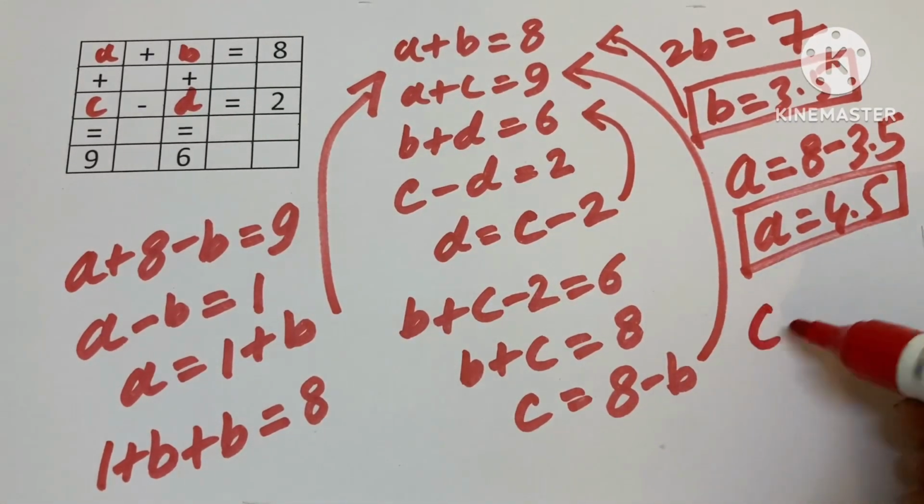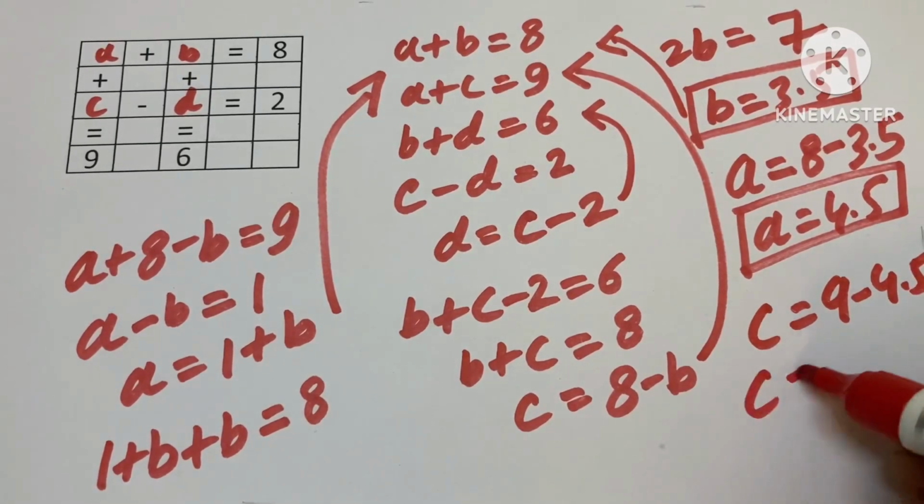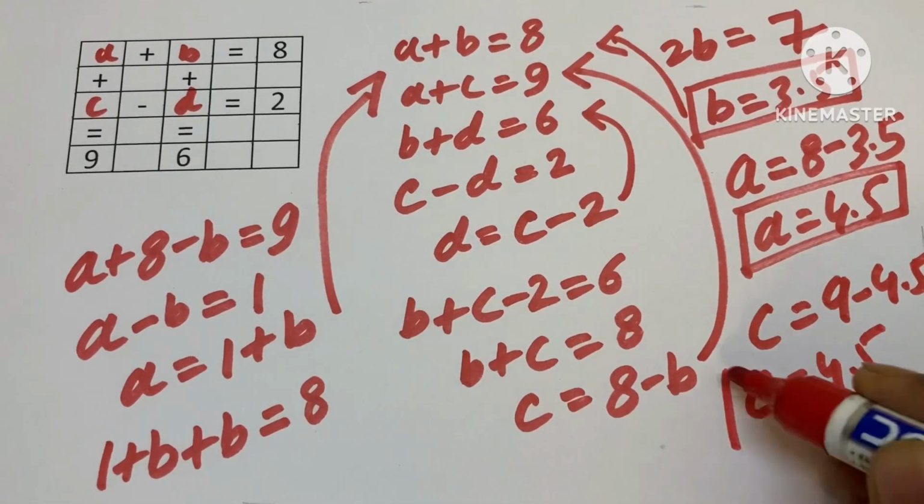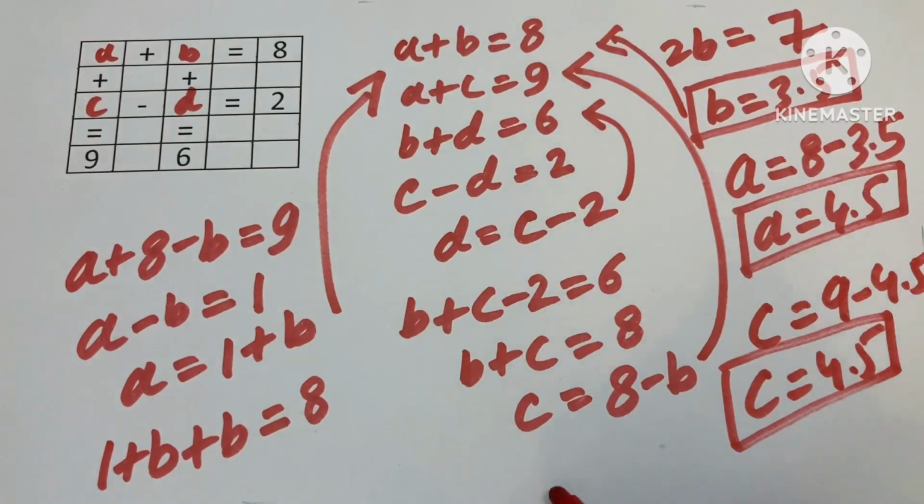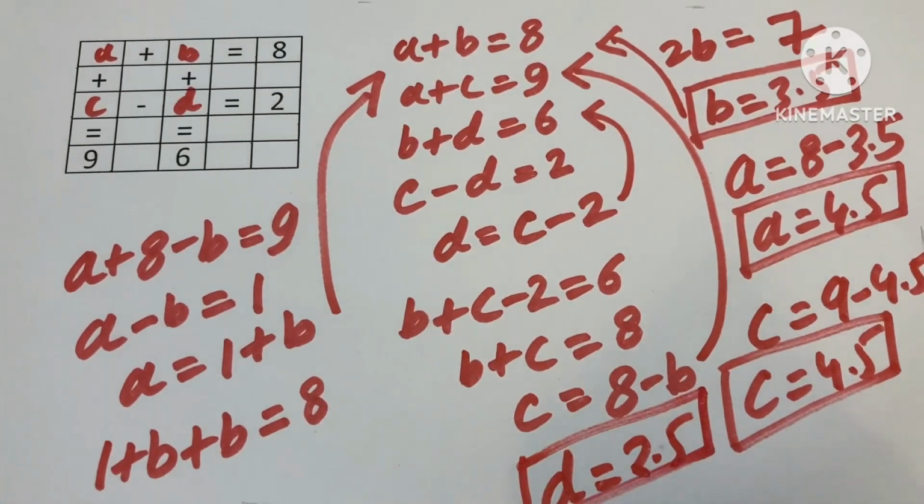Similarly, c = 9 - 4.5, c = 4.5, and d = 2.5. These are the answers.